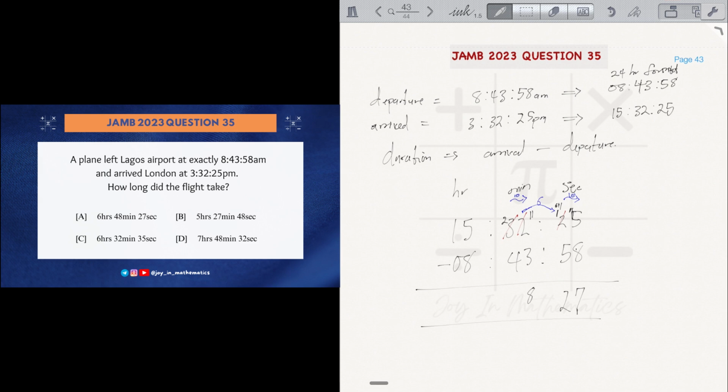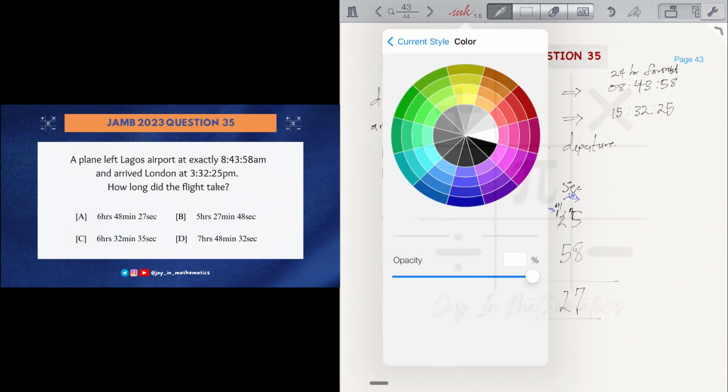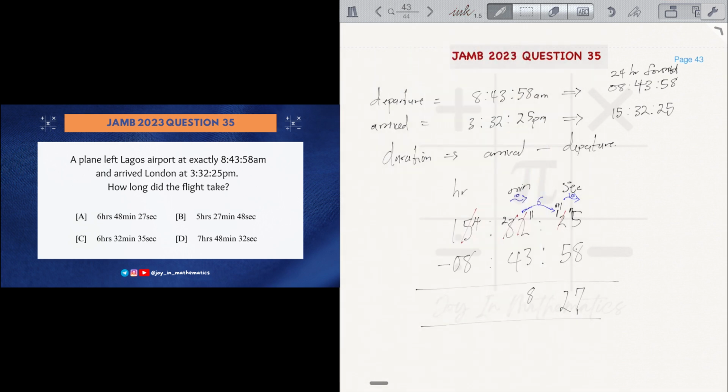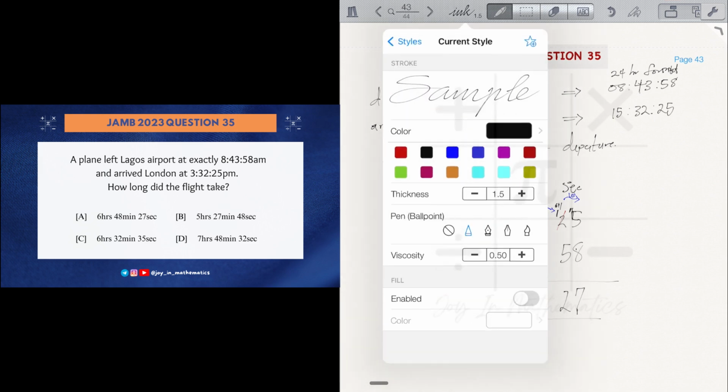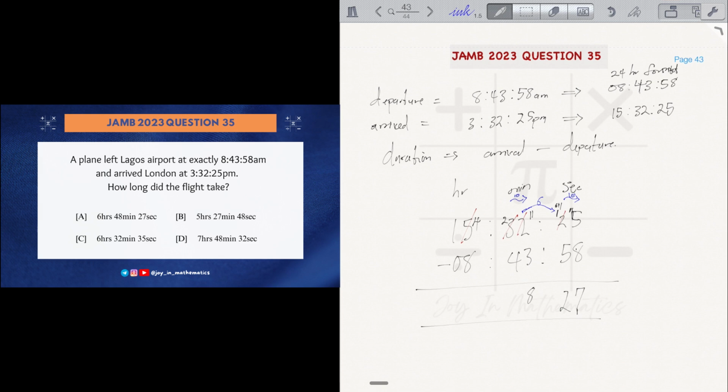So we have to borrow 1 from the hour section. Borrowing 1 from the hour section, we'll be left with 14. And what we borrowed will translate as 6 to the minute section. So this becomes 6 plus 2, which is 8. So 8 minus 4 will give us 4. And now we are left with 14 minus 8, which is 6.